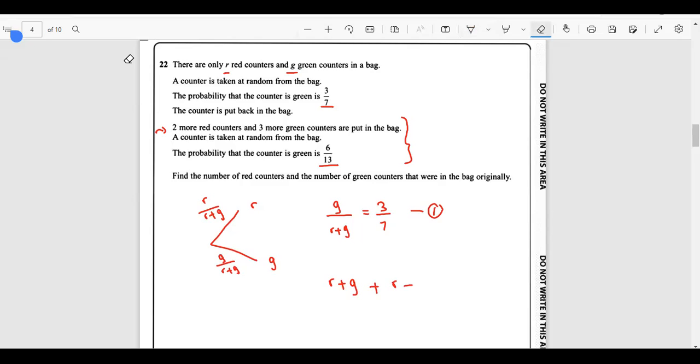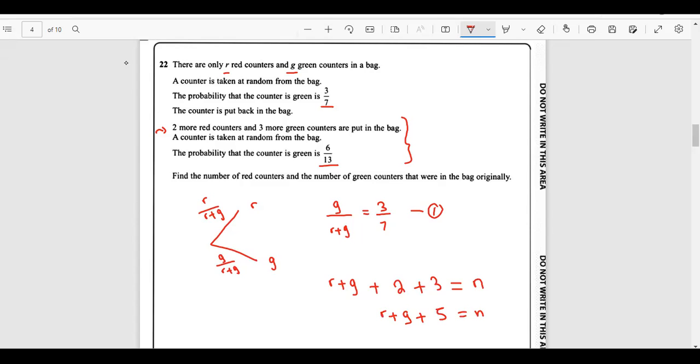You can think about it that way, or you can think about it this way. So we are basically putting 2 more red and 3 more green. So 2 plus 3. We have added 5 more counters. This is the total number of counters in the bag for the second scenario. Okay, so that would be R plus G plus 5, and that is going to be N.